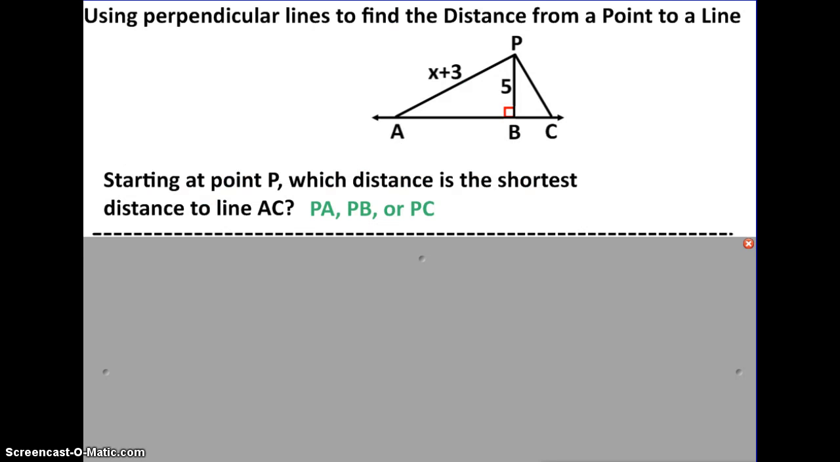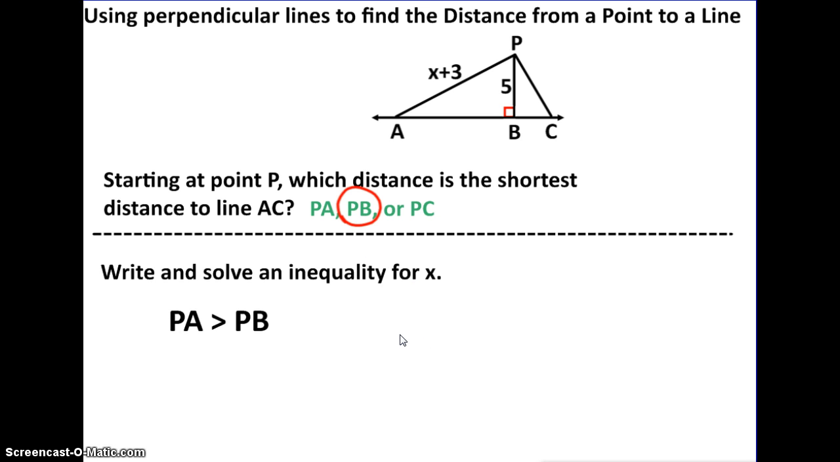So using perpendicular lines to find the distance from a point to a line. We have here that we're starting at point P. What distance is the shortest to line AC? Is it AP, BP, or CP? The only one of those that meets at a right angle is B. So I'm going to say line PB is the shortest distance.